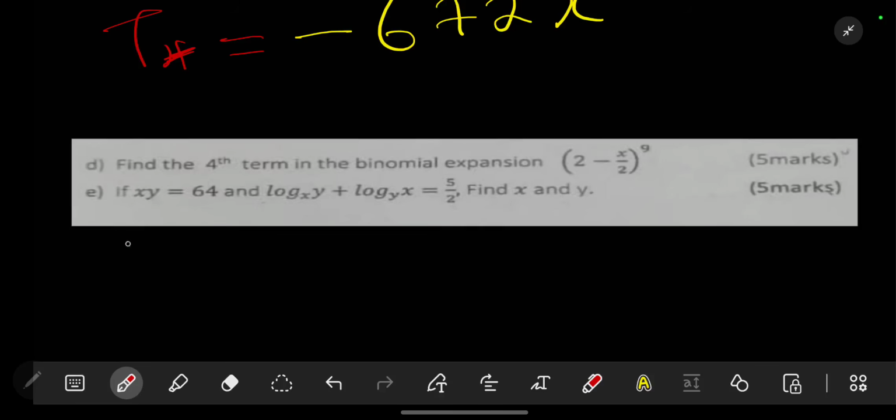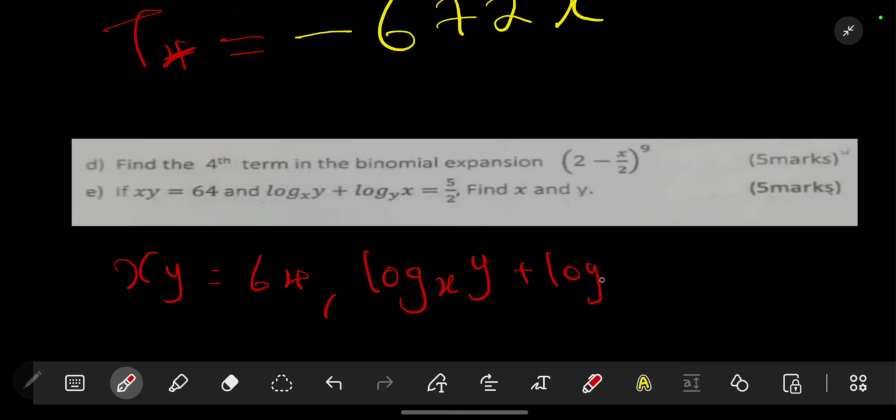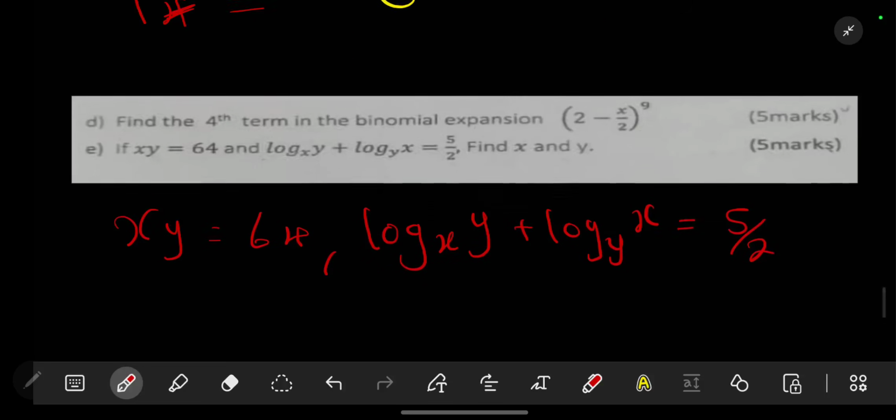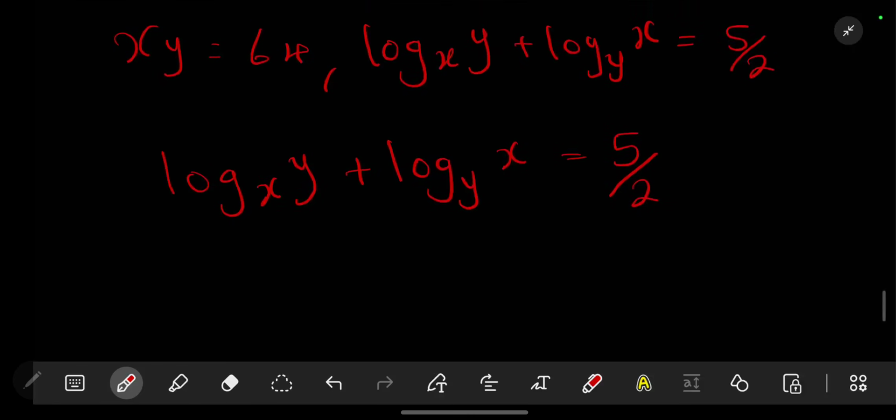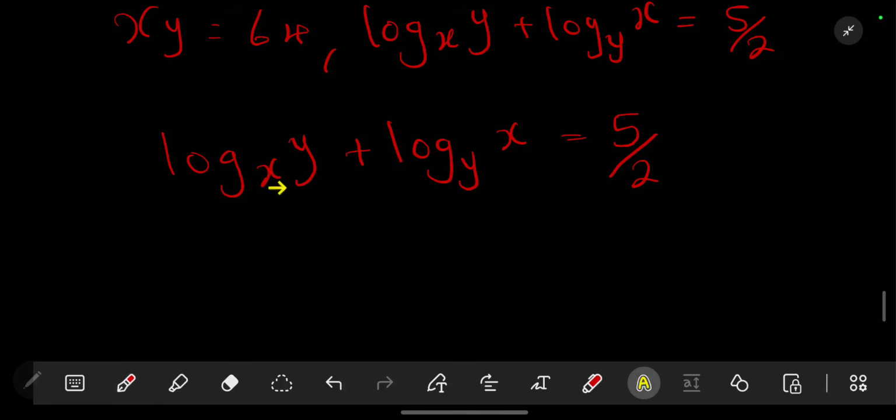If xy is equal to 64, then we have the log of y base x plus the log of x base y is equal to 5 over 2. Find x and y. So we are going to first deal with this. The log of y base x plus the log of x base y should be equal to 5 over 2. So as you can see, we need to have the same letter, so we can convert this x to become y.